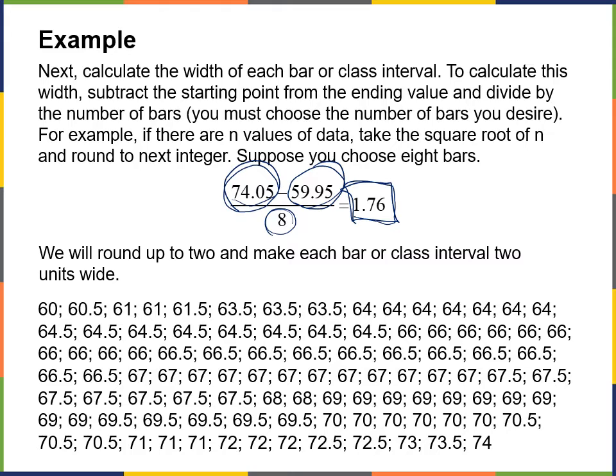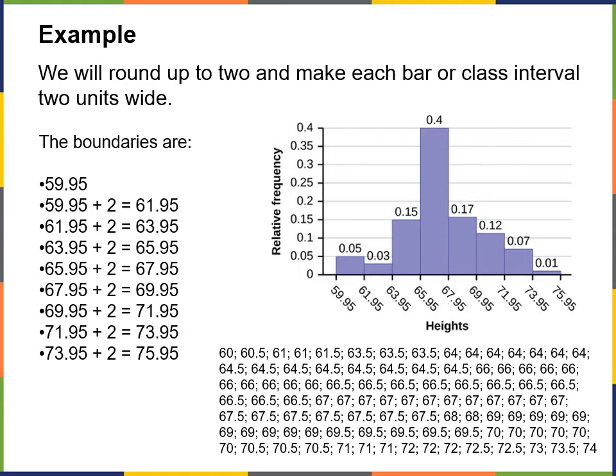So we were going to take that and say 1.76. Well, that's going to be kind of hard to keep adding 1.76 over and over again to get all our widths, because 1.76 for the first width, 1.76 for the second width, etc. So to make it easier on ourselves, let's just round it up to 2. Then we can start and add 2 over and over again to get all our widths. So if we start with the first boundary, 59.95, and we add 2 to that, that's much easier than adding 1.76, which is why we just rounded it. So round it up to 2.